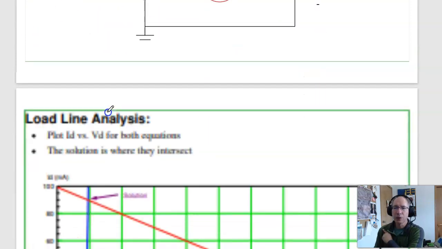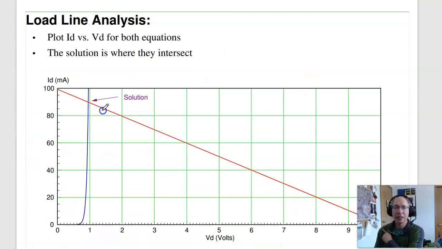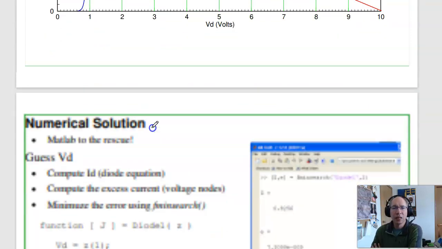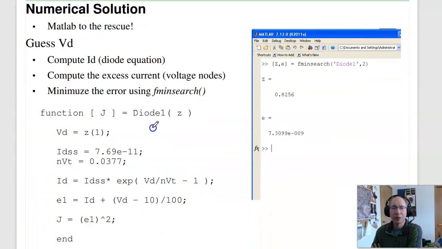Well, with two equations, two unknowns, I can graph them. This is called load line analysis or graphical solution. I can take the first equation, the diode equation, and plot current versus voltage. Take the second equation, plot current versus voltage, and where they intersect is my solution. That's a graphical way to solve two equations, two unknowns. I can solve numerically. So this is where Matlab comes to the rescue.